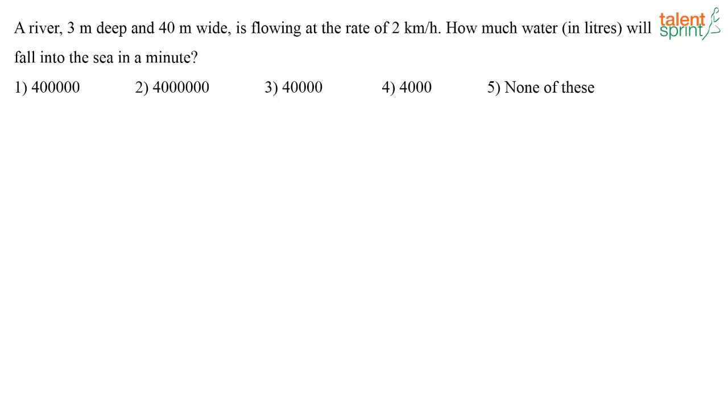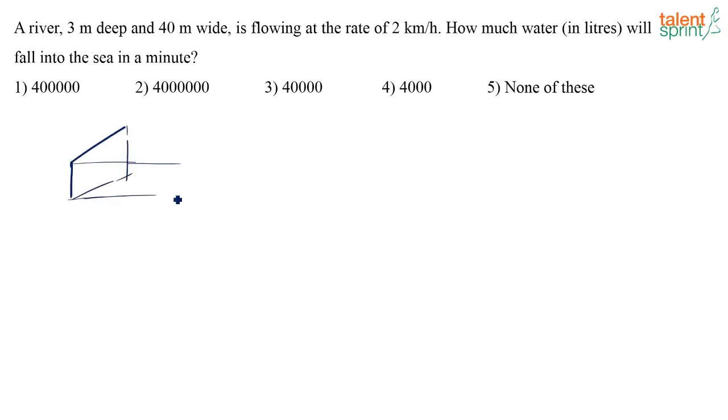Let's check. What is given here? A river 3 meters deep and 40 meters wide is flowing at a rate of 2 kilometers per hour. How much water in liters will fall into the sea in a minute? So here what is happening? See, there is a river.